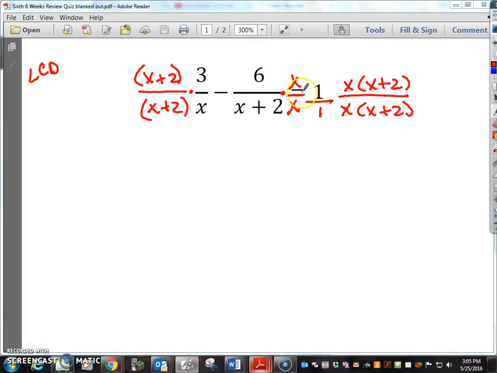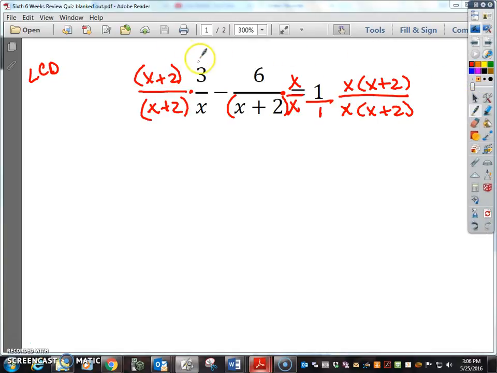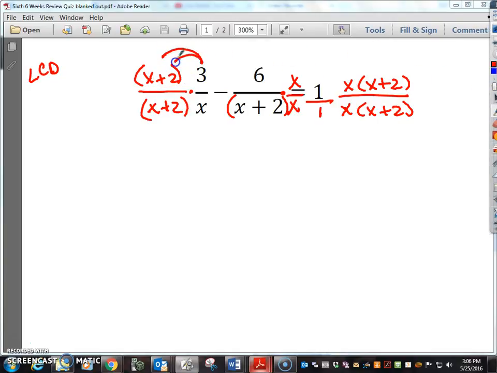So now this is an equation, which means once all the denominators are equal, so right here this is a parentheses. Once all the denominators are equal, they can go away. So all I need is the top now. So what happens at the top? 3 times X, 3 times 2, 3X plus 6 minus, right, this is the minus, 6 times X is equal to 1 times X, what is this? X squared plus 2X.